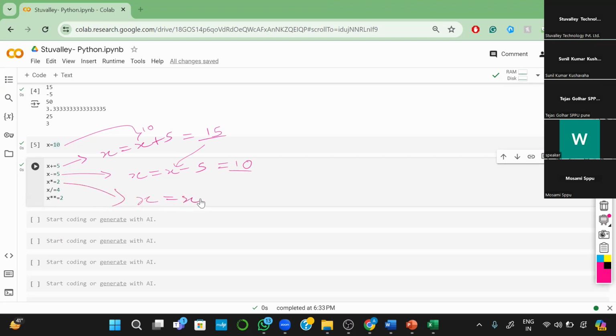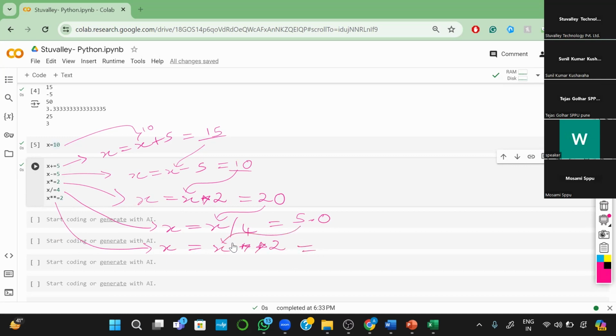x = x * 2. The x value is 10 now, so x = x * 2 becomes 20. Then x = x / 4. The x value is 20, so it becomes 5.0. Then x = x raised to the power 2. Simple. So 5 raised to power 2 is 25.